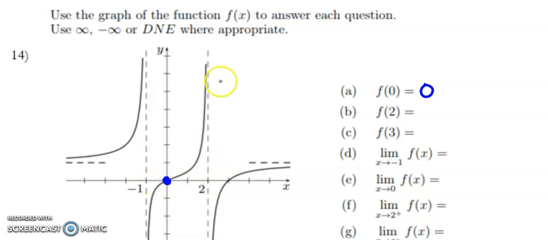F of 2, go to 2. What's the output? Well, there's a giant vertical asymptote, which means that the output does not exist. F of 3, go to 3. What's the output? The output is 0.